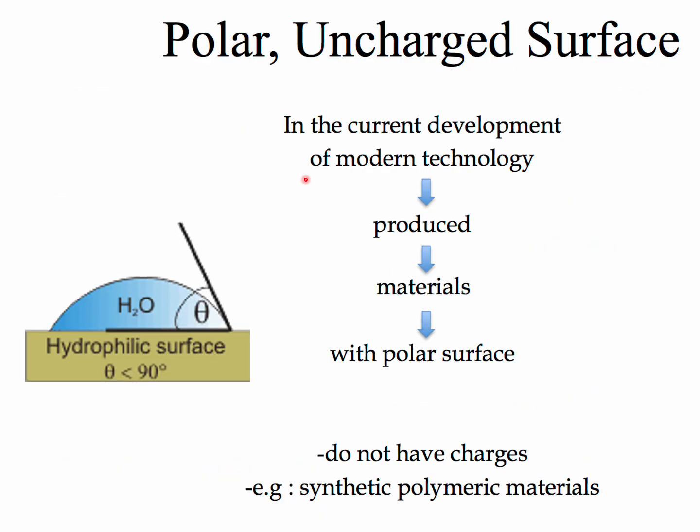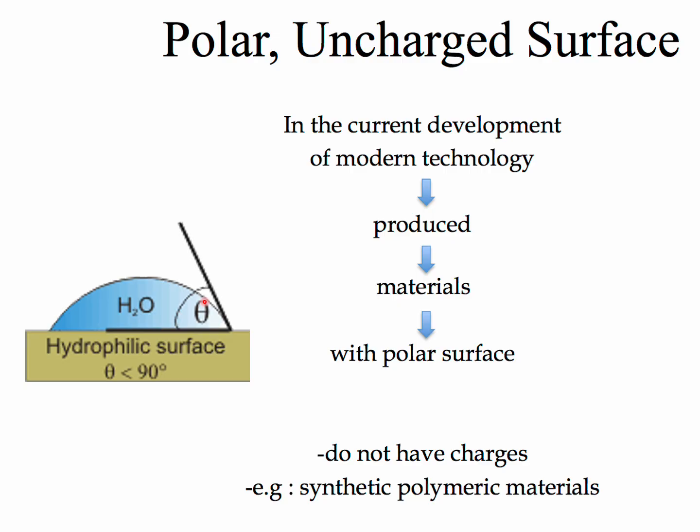Now let us move to polar uncharged surface. In modern technology, many materials that are produced have polar surfaces. But importantly, these surfaces do not carry strong electrical charges. So it means the surface is polar but does not have charge. If you look at the diagram, you can see that the water spreads more on this type of surface, forming a smaller contact angle, less than 90 degrees.